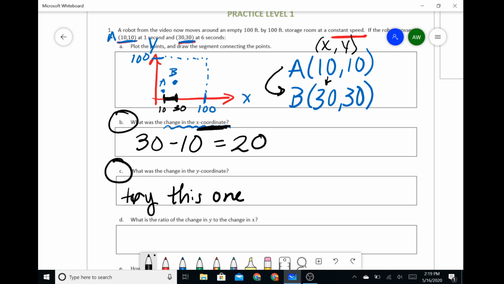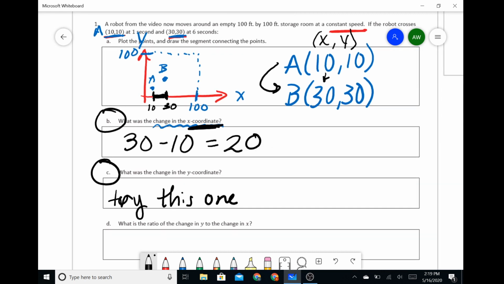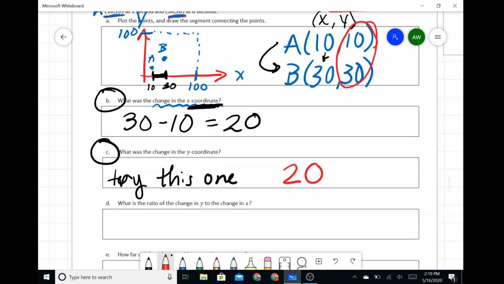Yeah, Nashon, thank you for commenting that. Yep, it's 20 as well. And it's basically the same math, even though we're looking at the y coordinates. But since the numbers are the same, they're still 10 and 30. The answer to this one is 20 as well. Yep, it's exactly the same. Very, very good. Now, if these numbers were different, then your answer would be different. But since they're the same, it's going to be the same.